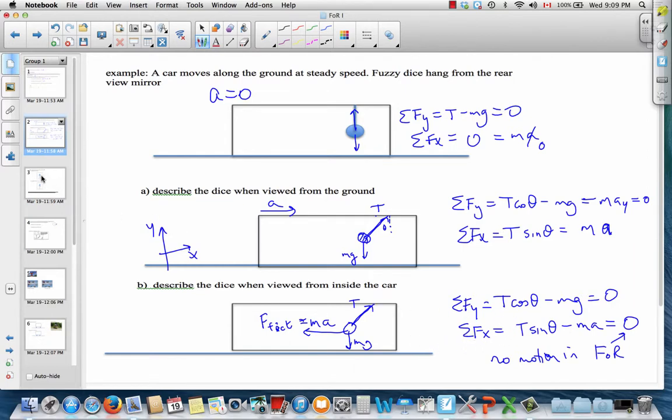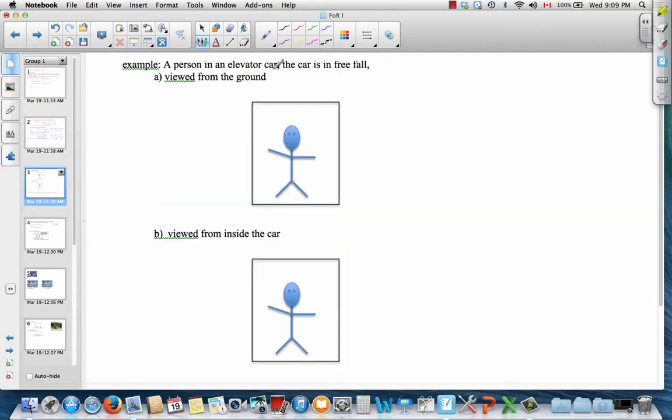Let's look at another example. Here we have a person in an elevator car, and the elevator's in free fall. Now, viewed from the ground, the only force acting on the person is the mg force. There's no normal force from the floor, because they are in free fall with the car, and therefore the car cannot push upwards on them. There's the car accelerating downwards. So we would apply Newton's second law. The net force is mg. That must equal ma. So the person is just in free fall with the car.